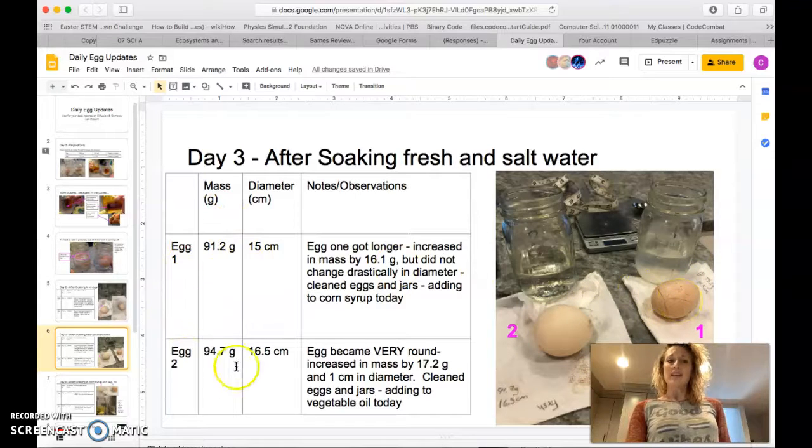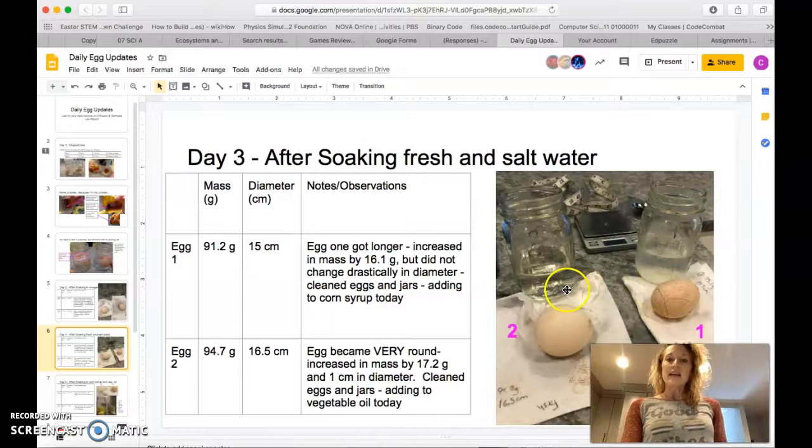As you can see, they both gained a lot of mass, but egg number one kind of became longer, and you can see that crack is all stretched out, okay? So that happened after soaking in water, which makes sense because, again, we know that water likes to osmose into areas of higher pressure. So that being said, we saw that on that first day. Now, I did this on purpose. I wanted the eggs to get really big on this first day.